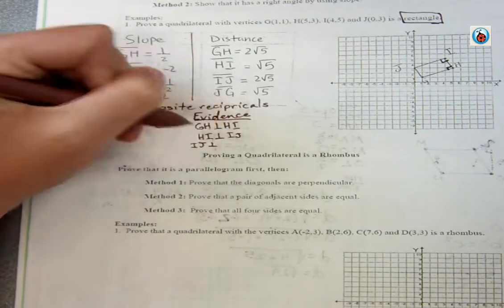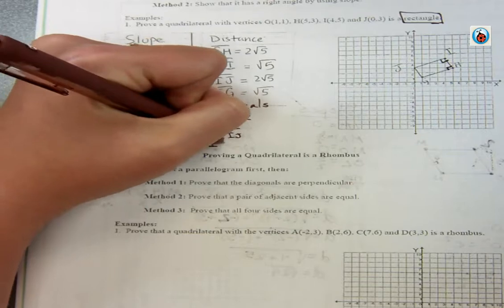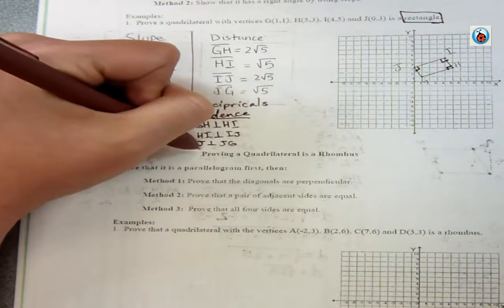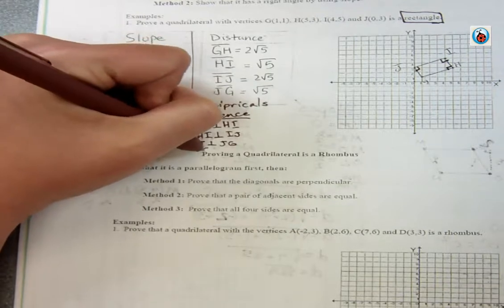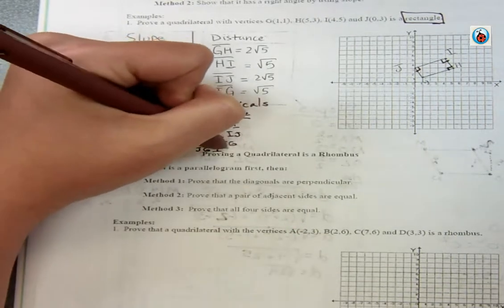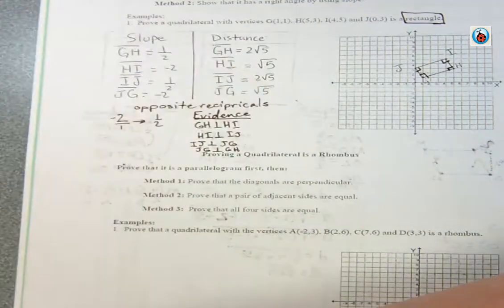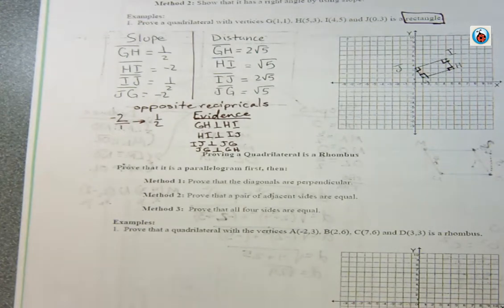IJ is perpendicular to JG, another right angle. And then JG is perpendicular to GH. There we go. Another right angle. So we've shown that we have 4 right angles there.